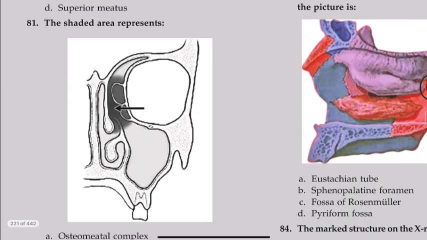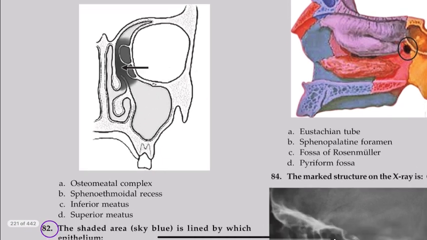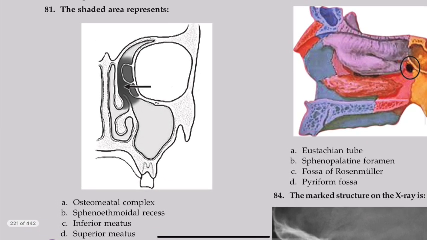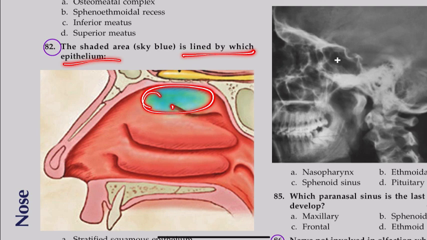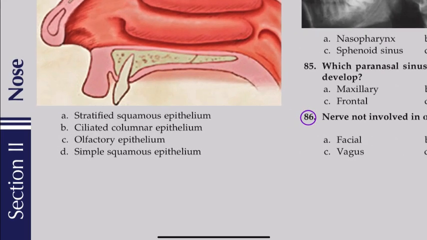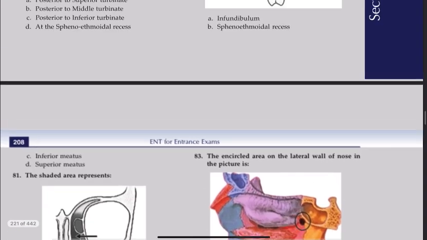The shaded area represents what? Obviously it represents the osteomeatal complex, right? Osteomeatal complex. Now further, the shaded area in sky blue is lined by which epithelium? That is olfactory epithelium, right? Okay, moving to the next question.